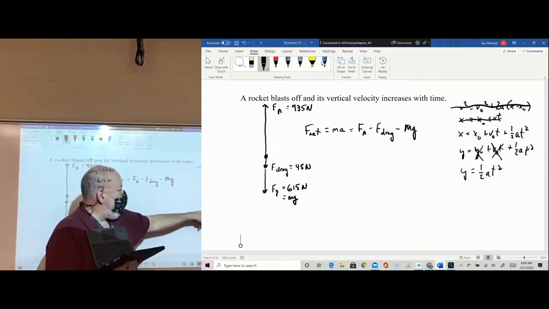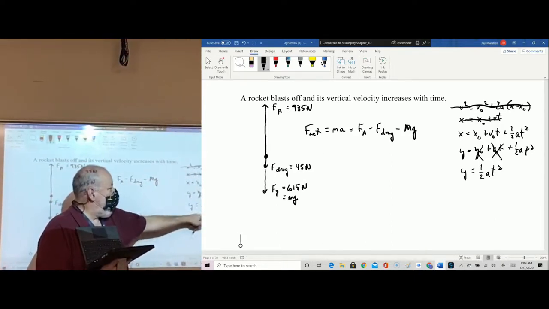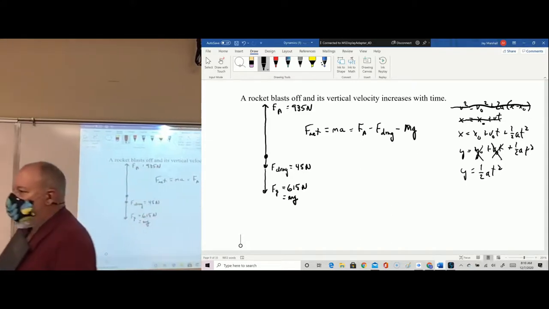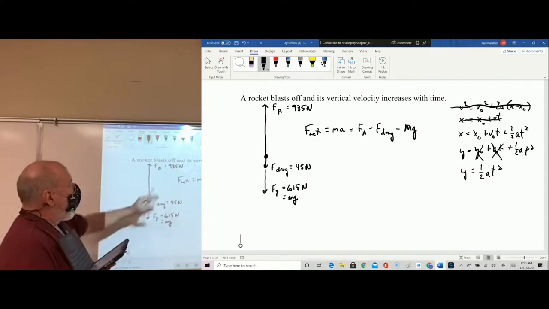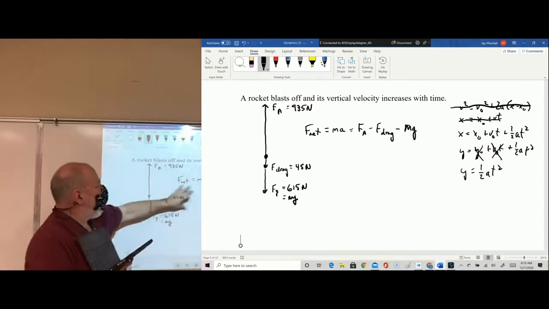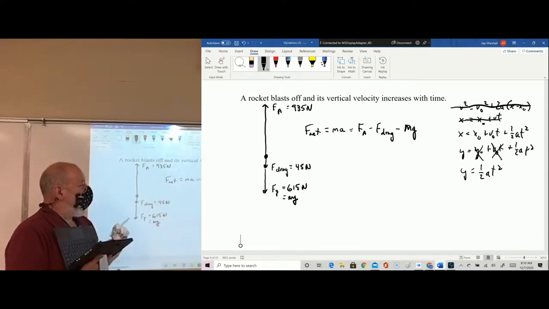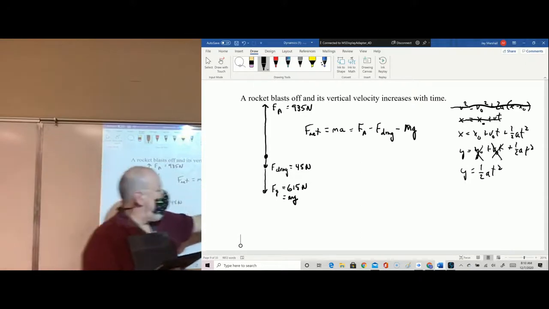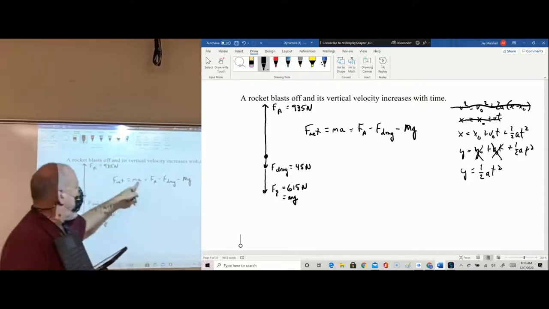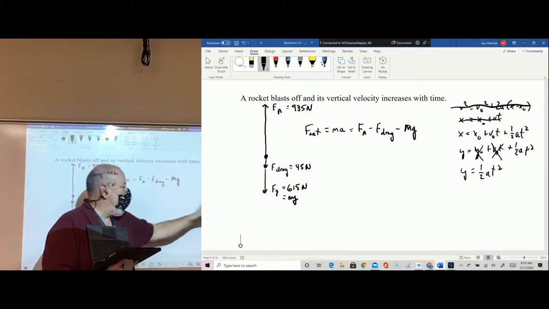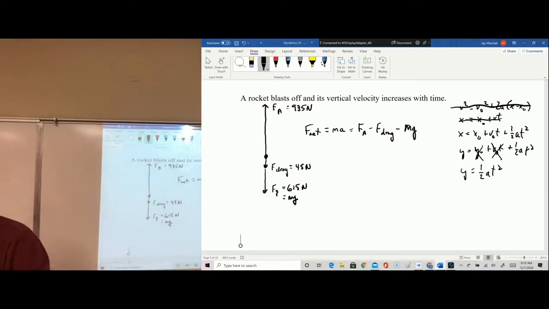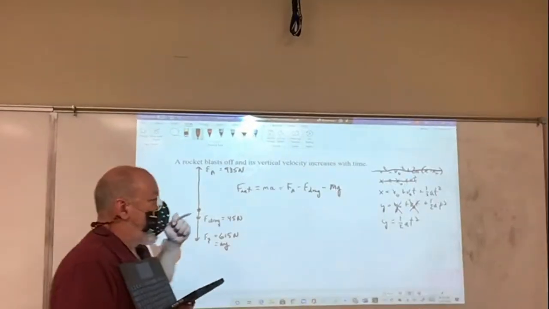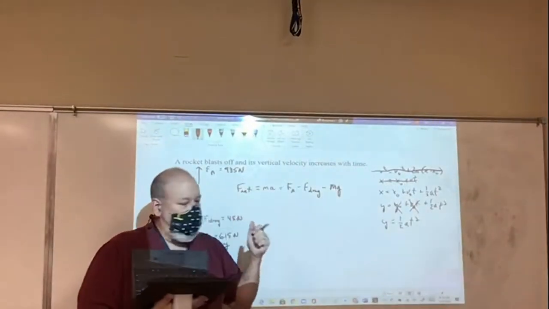And I would find y equals 1/2 at squared, and then I would be like, oh crap, I don't have acceleration. How am I going to find acceleration? Oh, I can find acceleration if I do a force problem, because acceleration is part of both motion problems and force problems. And acceleration will be the thing that connects those two. Energy gives rise to forces, which give rise to motion.